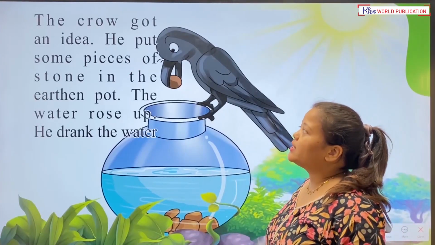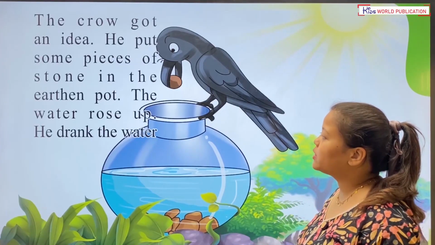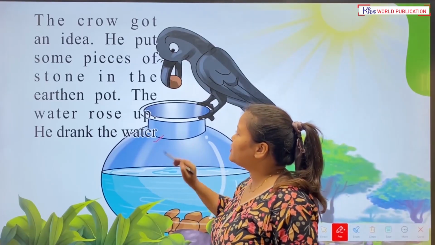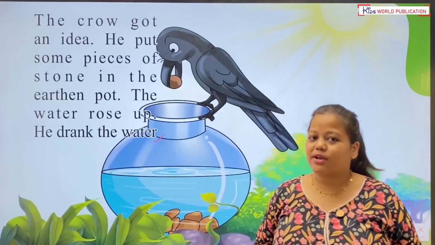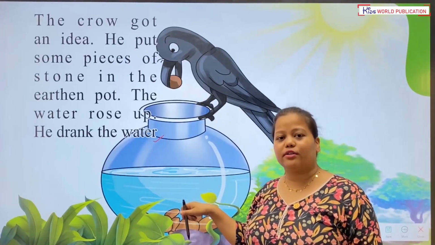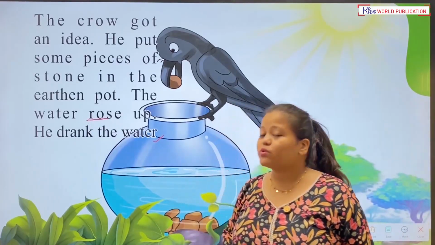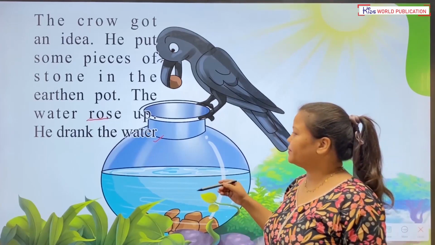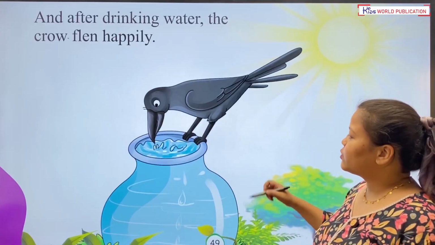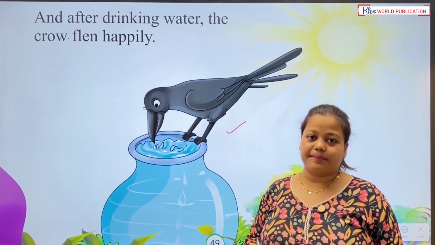The crow got an idea. He put some pieces of stone in the earthen pot. The water rose up. He drank the water. So kids, after that, the crow used his presence of mind and collected some pebbles and poured them into the earthen pot. After that, the water rose up and he drank the water. And after drinking water, the crow flew away happily.